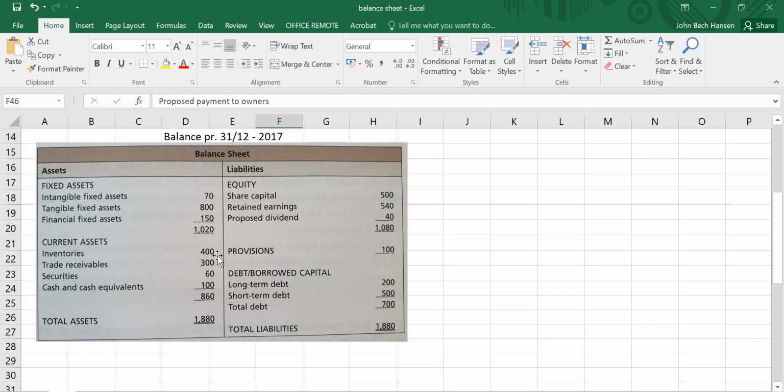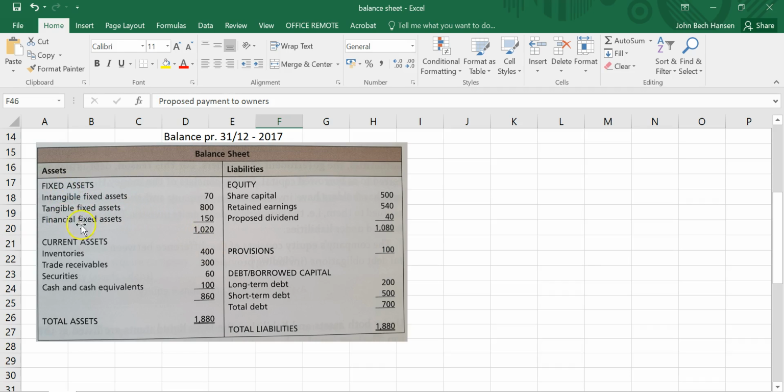Whereas, as I said, the profit and loss statement accounts will have to be closed down and we will start a new period, creating new values there. So there is a difference between the types of accounts.